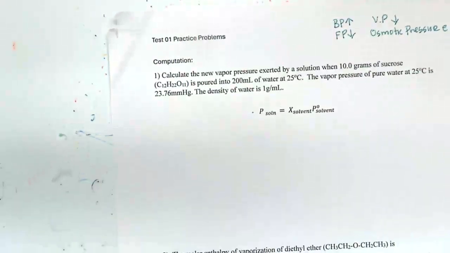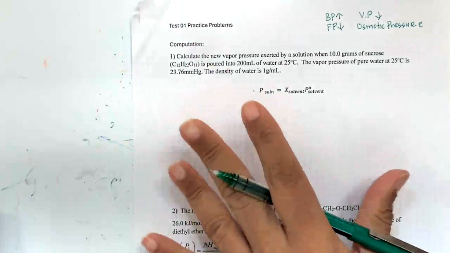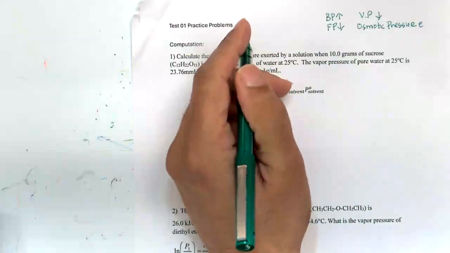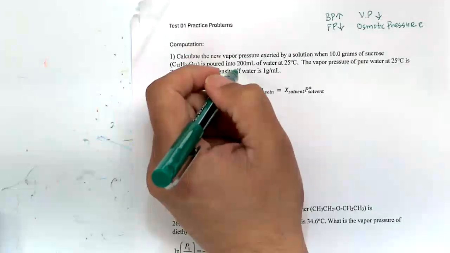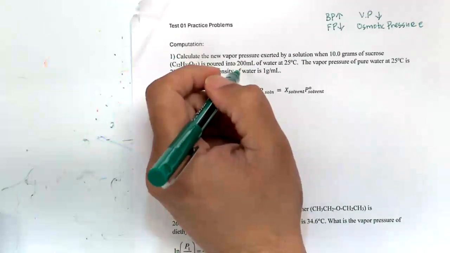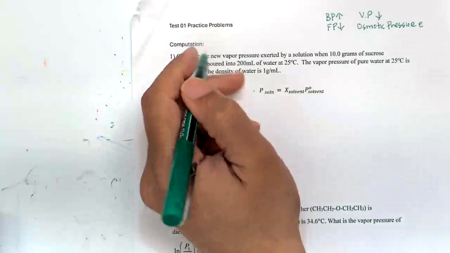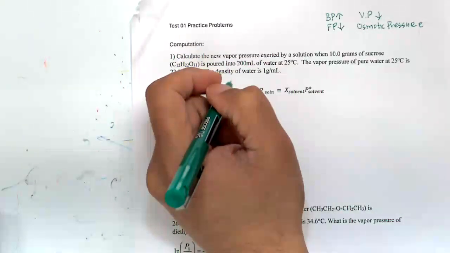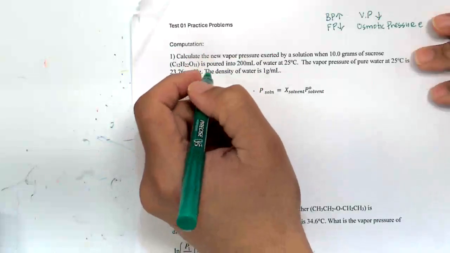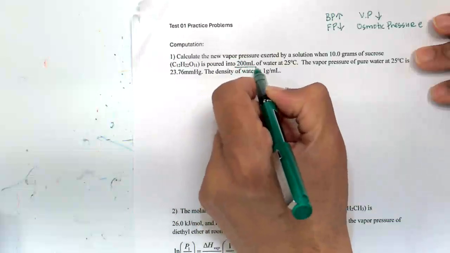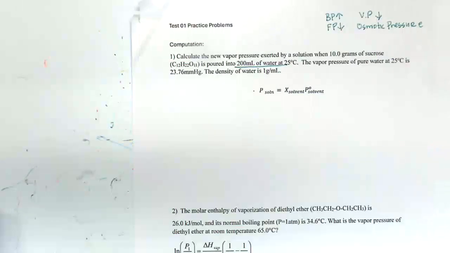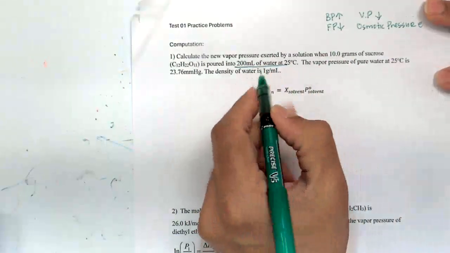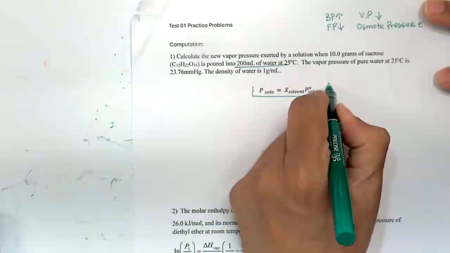Right, so let's go over a computation problem here. We're making a solution. What are the 2 parts of a solution? Solute and solvent. Very good. It's asking to calculate the new vapor pressure of a solution when 10 grams of sucrose is poured into 200 milliliters of water, and we are at 25 degrees C. So I'll give this on the test.